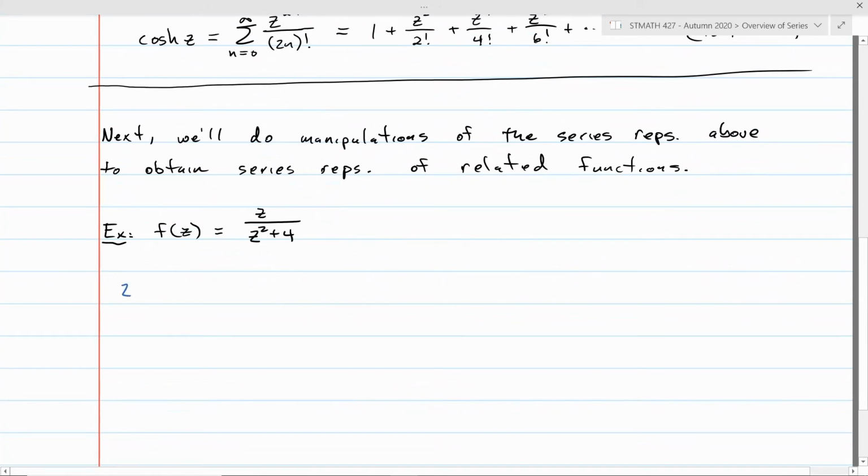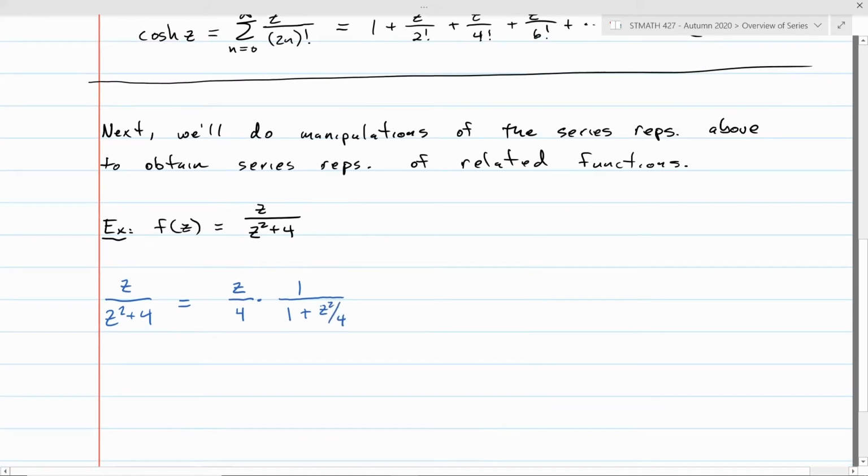So if we take z over z squared plus 4, let's see, I'd like there to be a 1 in the numerator, so I'm going to pull off a z. And also I'm going to factor out a 4 into the denominator, so I'll have a constant term of 1 in the bottom of that fraction. So if I pull that off, then the fraction I'm left with is 1 over 1 plus z squared over 4. And that second fraction there is starting to look more similar to the one for the geometric series. And if I just write it like this, it'll be in the perfect form. Write it as 1 over 1 minus negative z squared over 4.